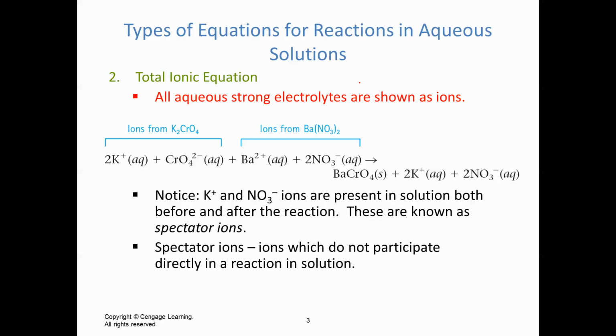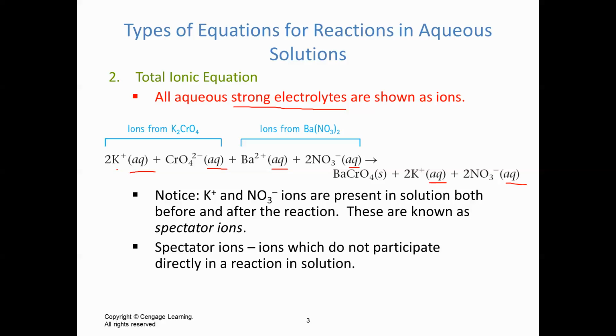Moving on to the total ionic equation, which is also sometimes known as the complete ionic equation, what we're going to do is take anything that's a strong electrolyte. Strong electrolytes include ionic compounds that are aqueous, as well as strong acids and strong bases, and we're going to show them as being dissociated. This is the same reaction as before, but now we're showing anything aqueous that's a strong electrolyte as being dissociated. In other words, we're showing the individual ions.